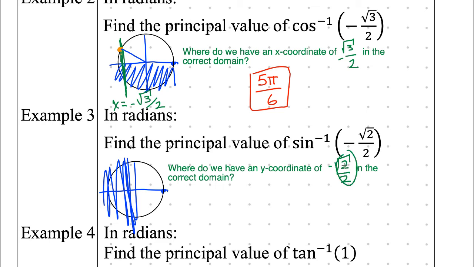and you might just realize, oh yeah, whenever you have root 2 over 2, that's always a 45, 45, 90 triangle, so it's going to be right there. And then you have to remember, okay, what is that in radians? It's 7 pi over 4. So the answer here is just 7 pi over 4 radians, and I box my work.